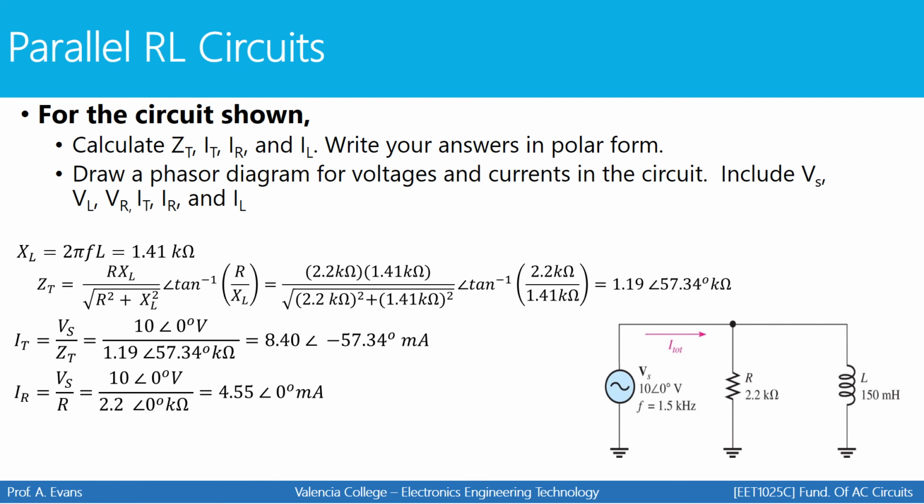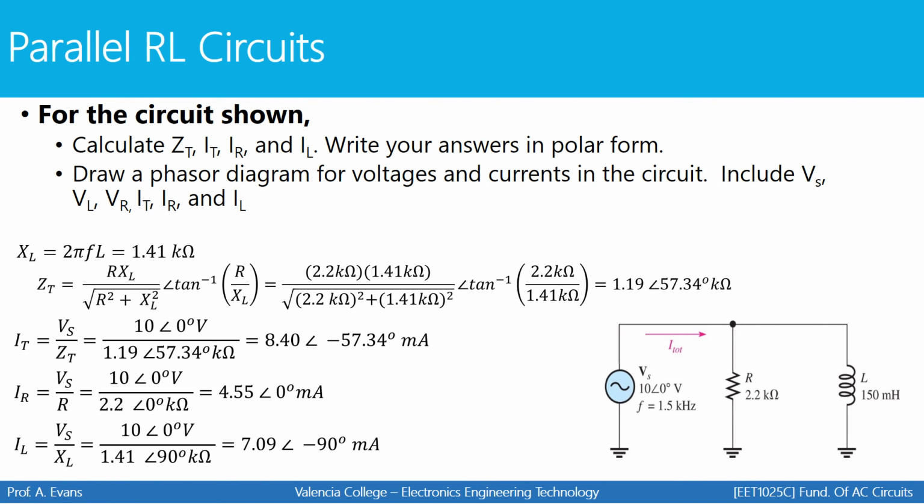Now we can find the current through R. Because R is in parallel with the source, we know the voltage across R. So I'm going to use Ohm's law and take the voltage across R divided by the value of R to find the current through R. Remember, we're going to write everything in polar form here. So our impedance for the resistor is 2.2 at an angle of 0 degrees, and the unit for that is kiloohms. So there's our current through R.